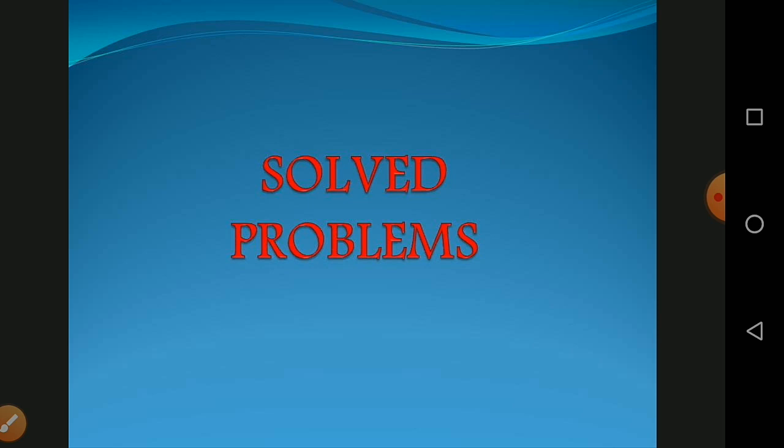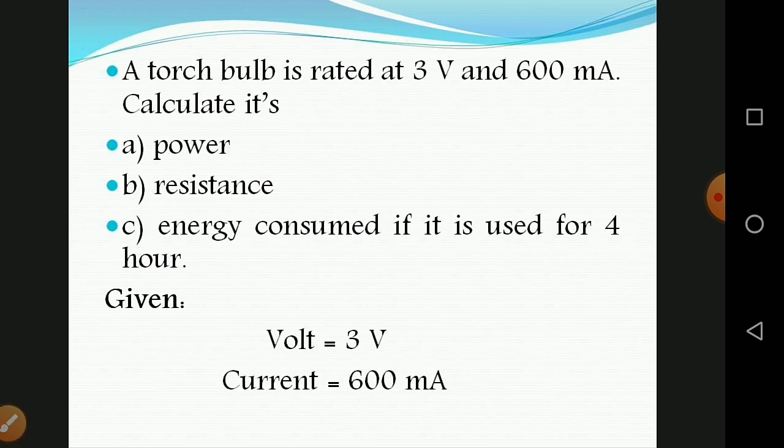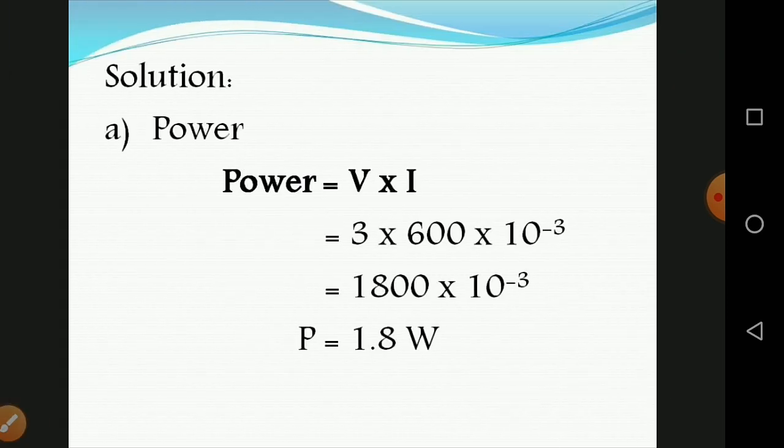In the last class, we discussed the solved problems, and we continue with the remaining solved problems. Now, book back questions. Third one: a torch bulb is rated at 3 volt and 600 milliampere. Calculate its power, resistance, and energy consumed if it is used for 4 hours. The given values are: voltage is 3 volt, and current is 600 milliampere. First, we find the power.